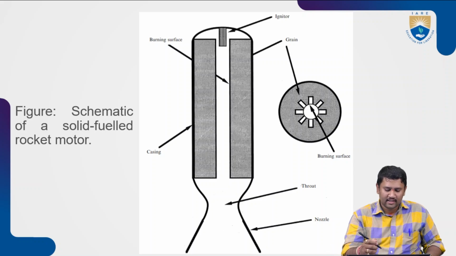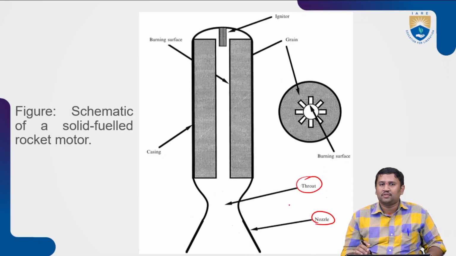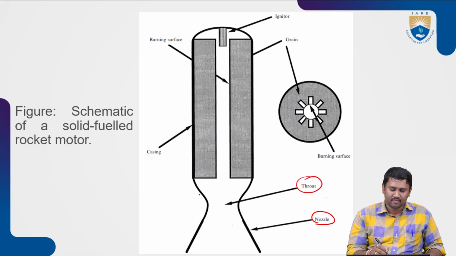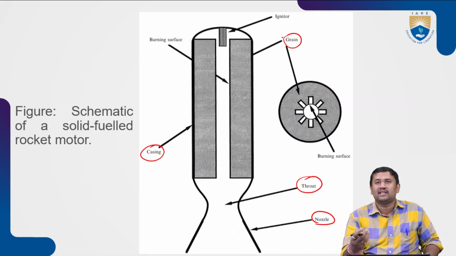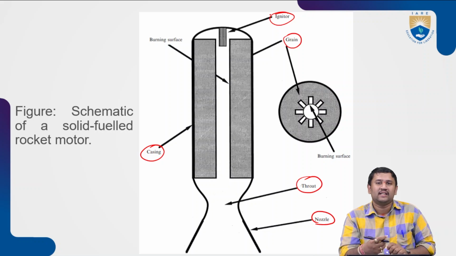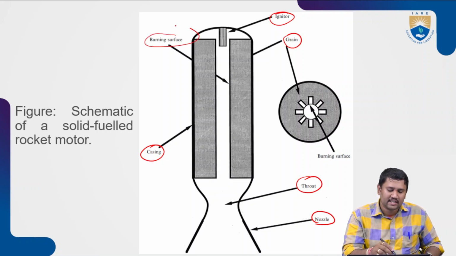Now, what we will see, we will understand the components. First thing, the nozzle as well as the throat are very similar to your liquid propellant rocket engines. Next will be your casing, which holds the grain or the charge or the solid fuel block. Next one will be my igniter, through which I will be starting my combustion process. Next one will be my burning surface.